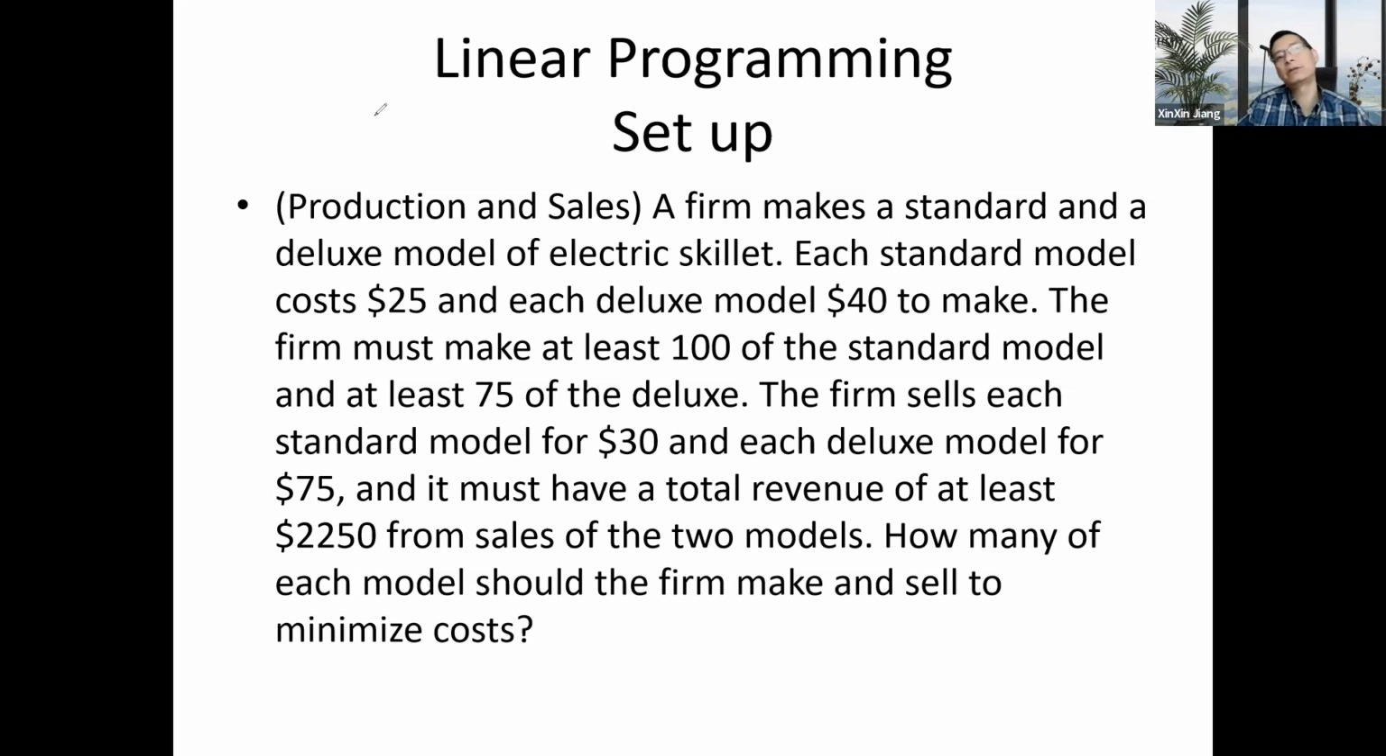All right, so you read through the problem. And then starting from the last sentence, this is the question: how many of each model should the firm make and sell to minimize costs? So two things, right? One, set up variables. So you have two types of models. A standard model. Let's say the number of standard models is X. The number of deluxe models is Y. Okay, so I'm going to just mark like that. If you want to write it, that's great. So X is the number of standard models and Y is the number of deluxe models.